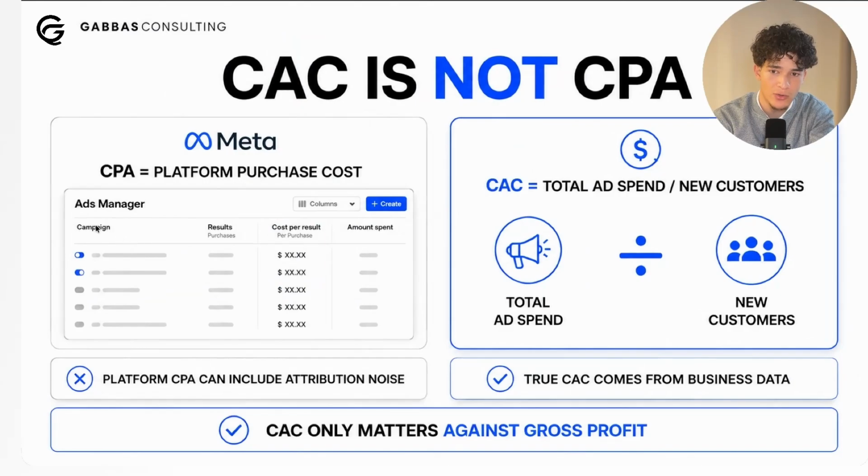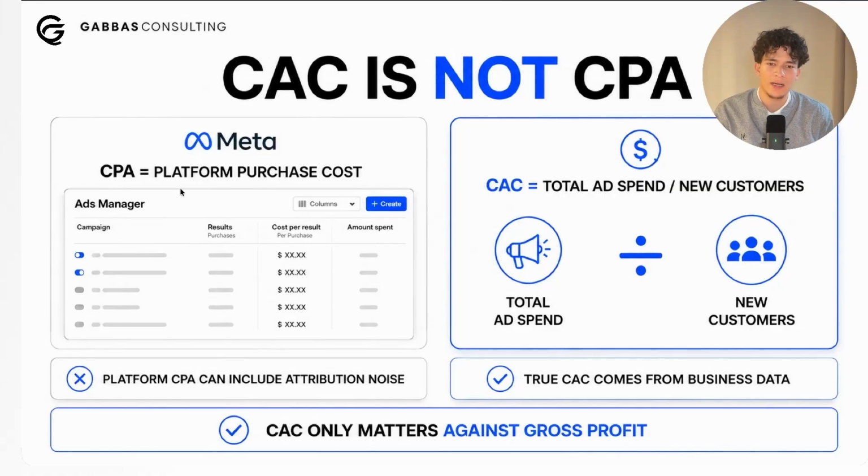So what you see on your ads manager solely. And those two numbers are not the same, because CAC should be calculated from the business level. So if, for example, you spent $50,000 and acquired 1,000 new customers, your CAC is now $50. And this is way cleaner than platform CPA because it uses your actual business data.